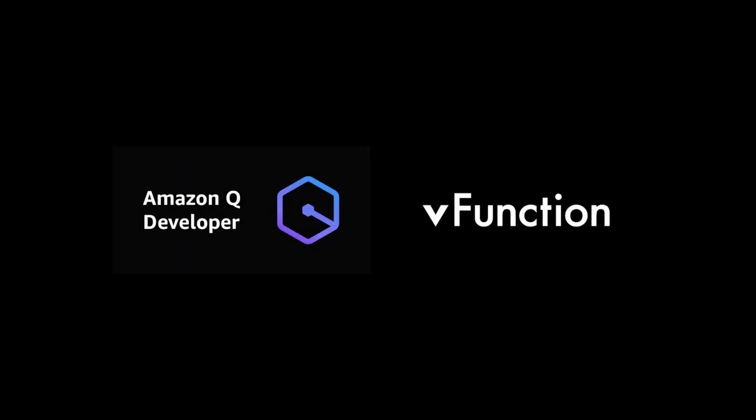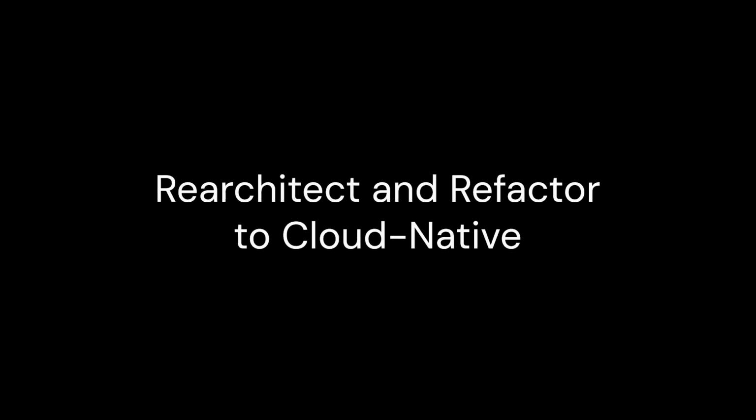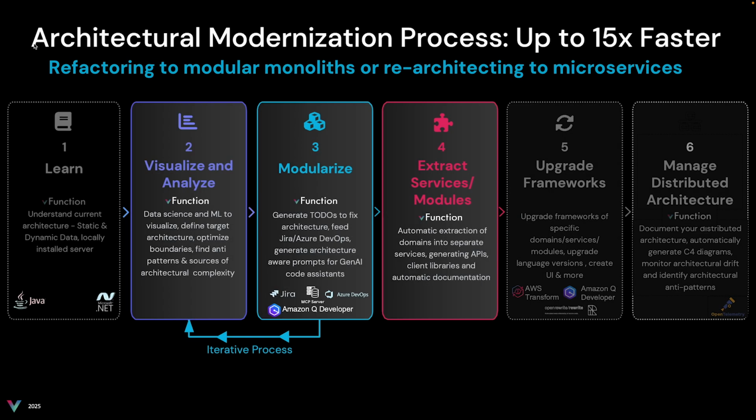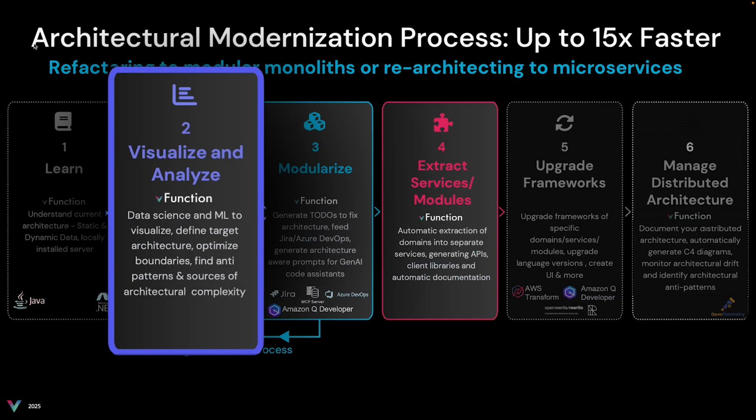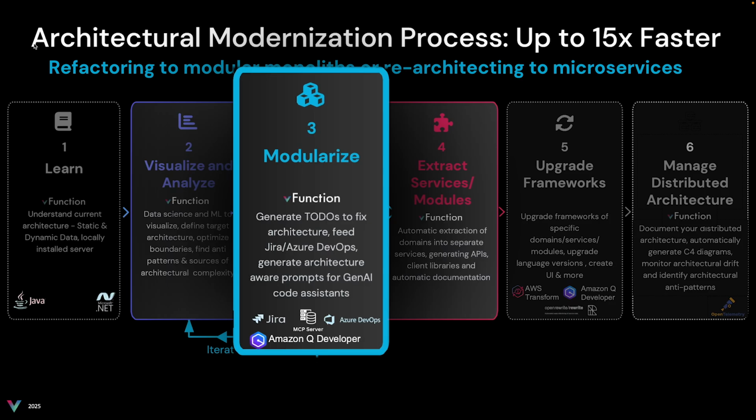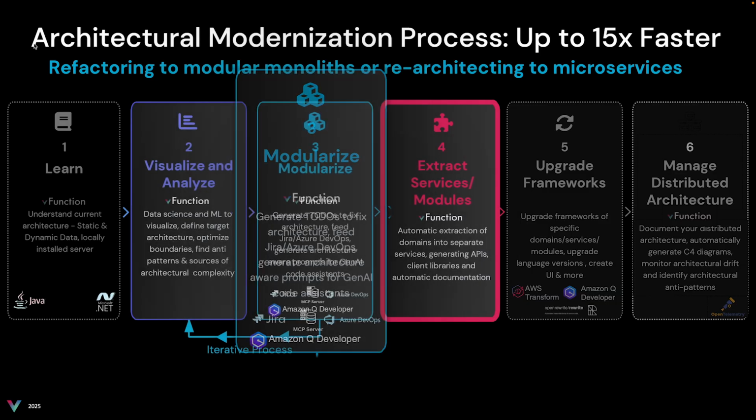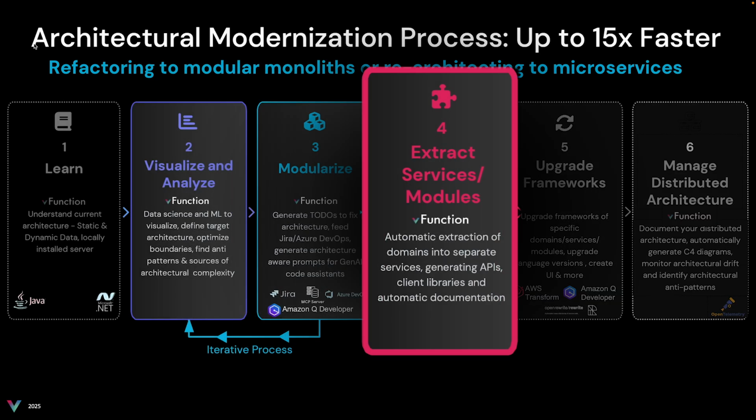In this demo, we're going to use vFunction integrated with Amazon Q Developer to modernize our legacy monolithic application by re-architecting and refactoring to cloud native. We'll focus on three core areas in vFunction. Starting after the dynamic and static analysis, we'll look at vFunction's suggested domain design and the technical debt to-dos on modernization plan to correct the architecture and make it AWS container and serverless compatible. vFunction will guide Amazon Q Developer in fixing the architecture. Finally, we'll extract services from the monolith.